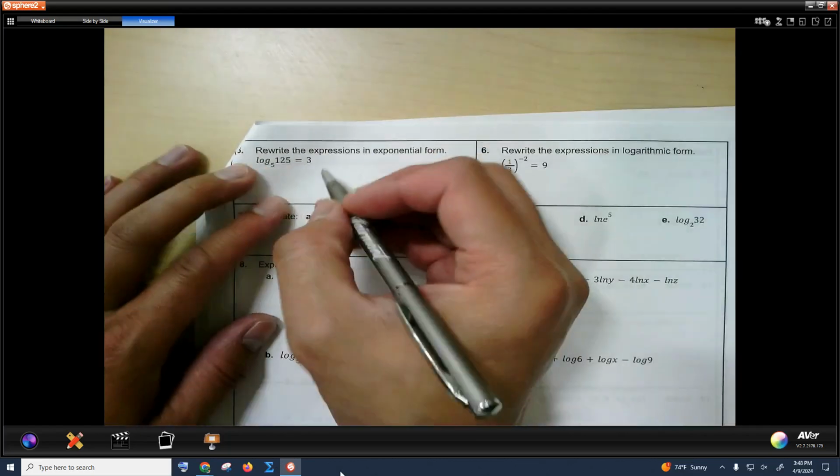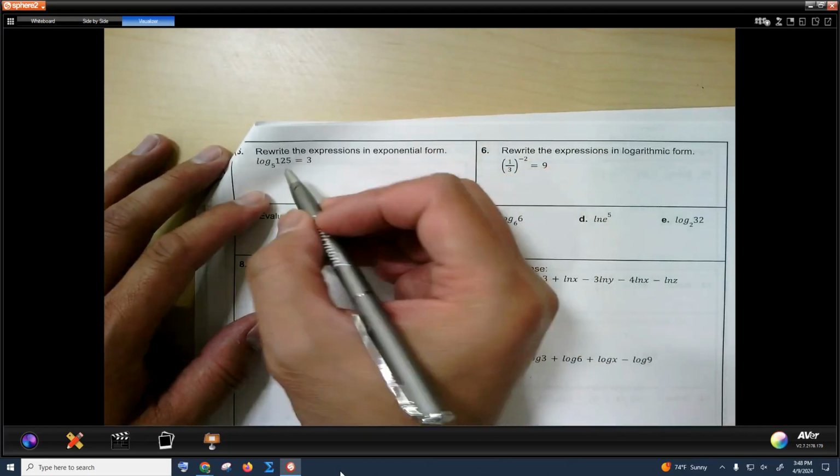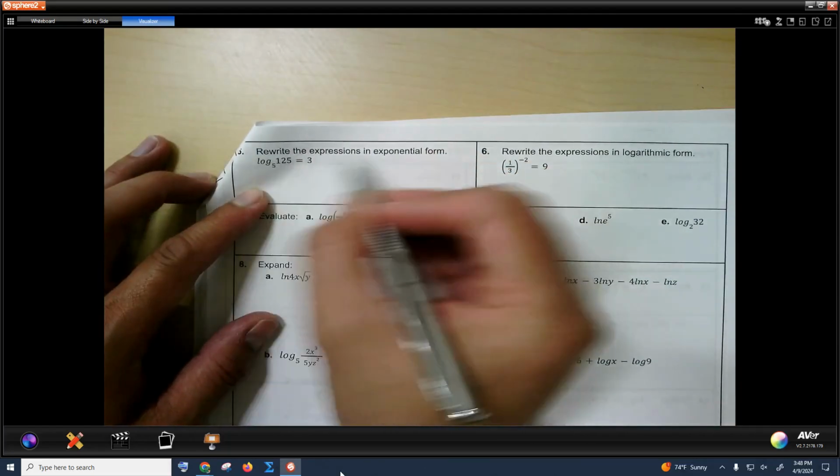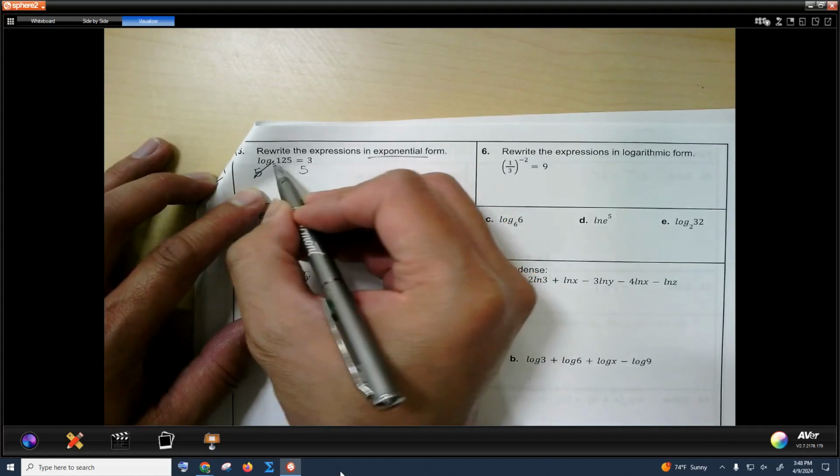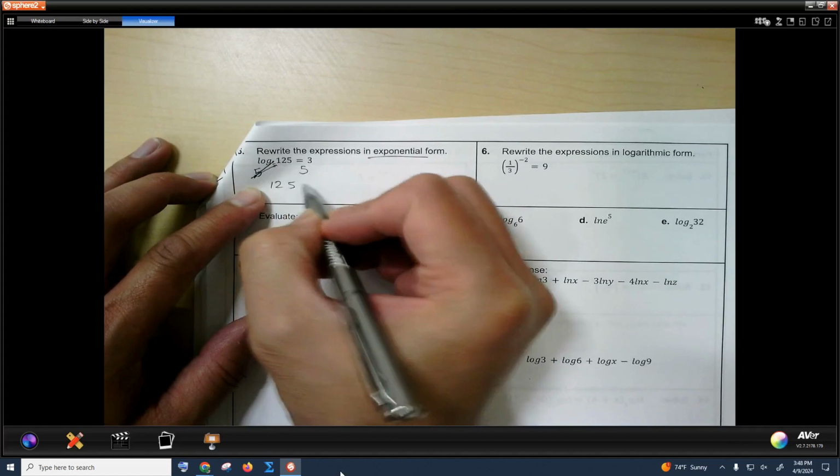Okay, writing the expression in exponential form. So here we're just going to get rid of the logs if we want exponential. So we're going to raise it to a base 5. That cancels this one, and this is pretty much your exponential form.